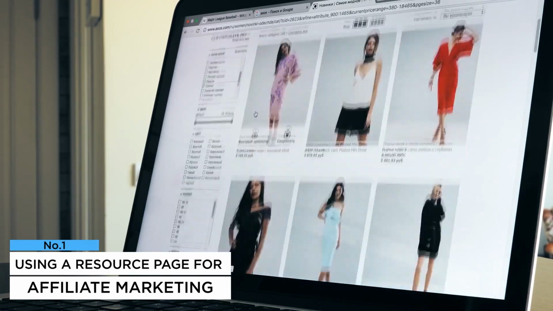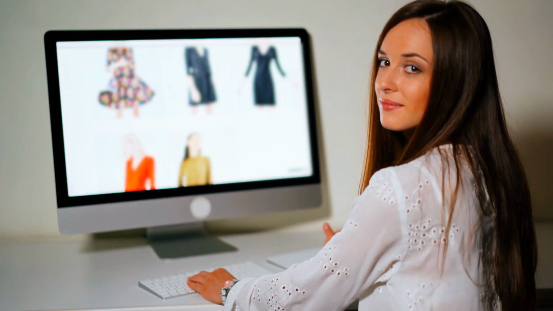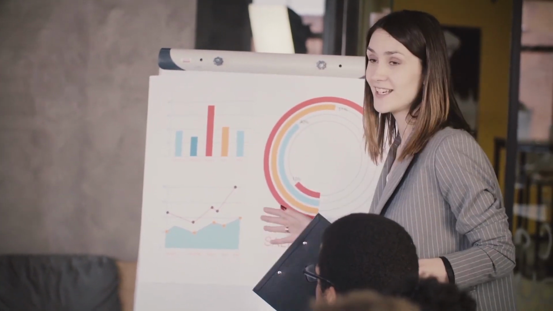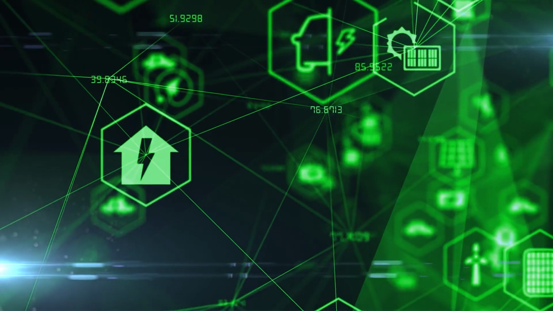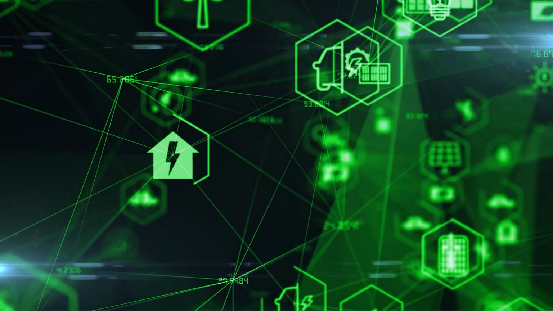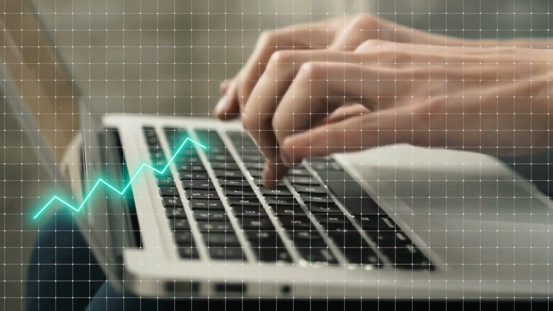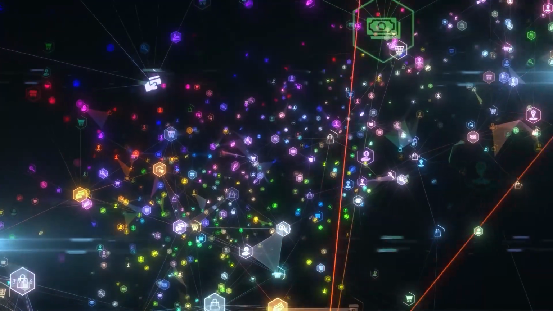1. Using a resource page for affiliate marketing. Create a resource page. This is probably the simplest thing you can do right now to generate a few sales in the coming weeks. There are tools, products, and services that you use to run your blog or business, regardless of what it is. By compiling a list of all of your tools and resources, you're creating something both shareable and useful. For example, 15+ tools to improve your daily habits.